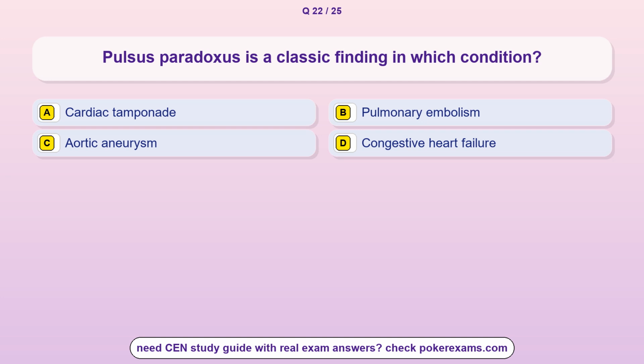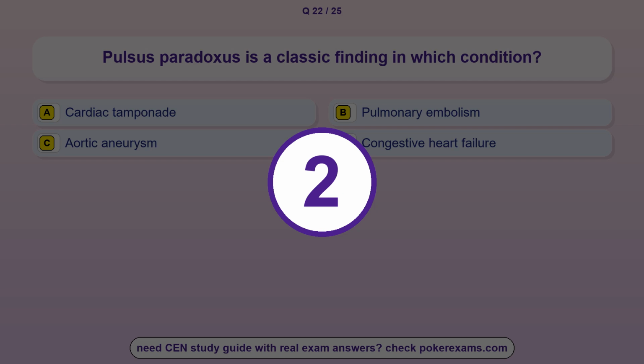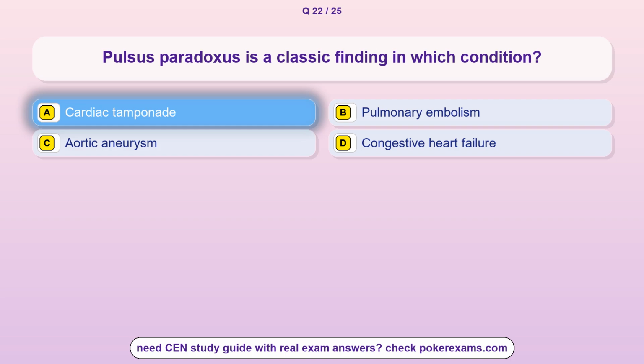Question 22. Pulsus paradoxus is a classic finding in which condition? Option A, cardiac tamponade. Option B, pulmonary embolism. Option C, aortic aneurysm. Option D, congestive heart failure. The correct answer is option A, cardiac tamponade.